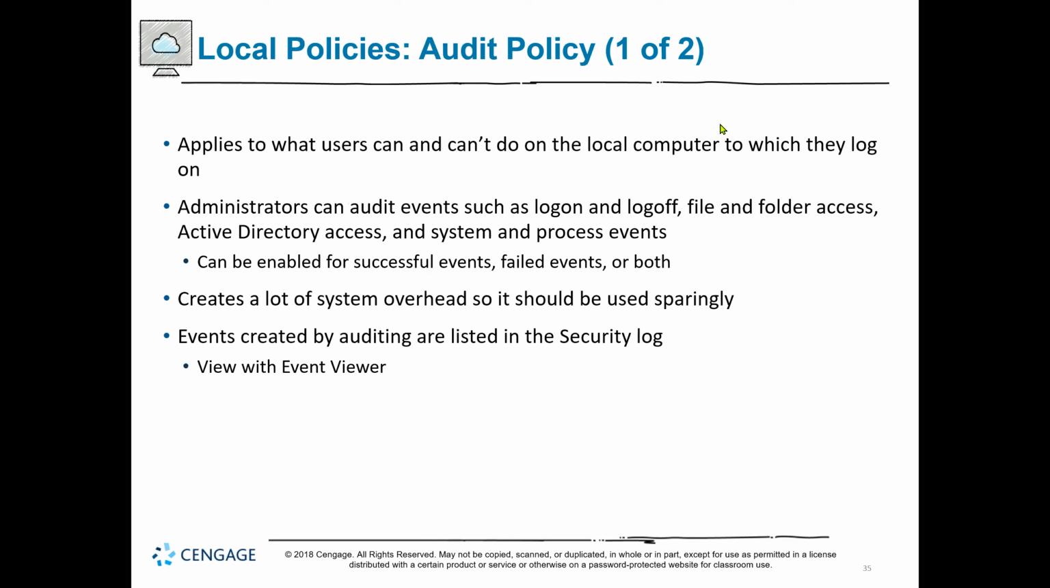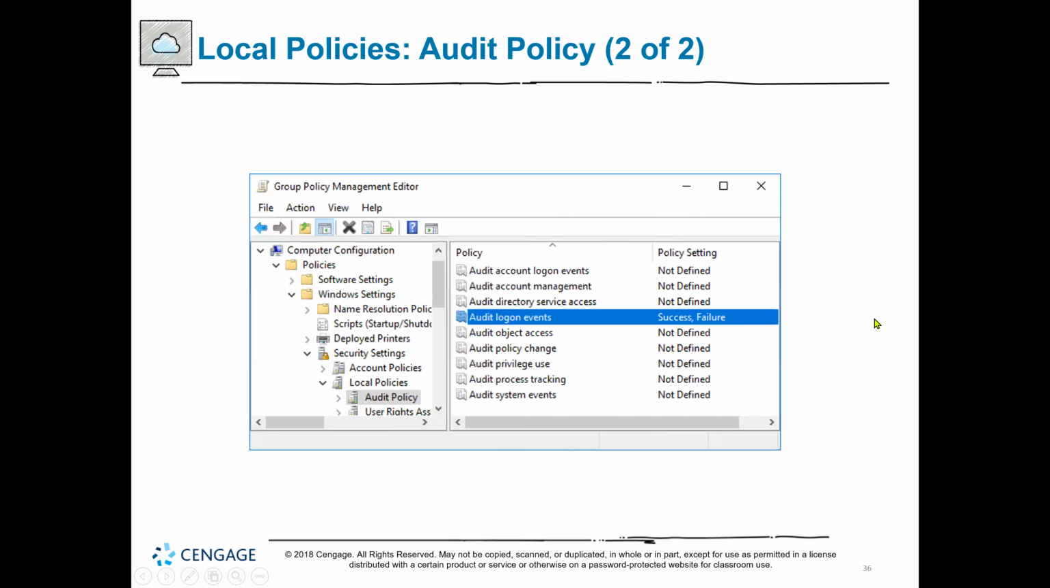Local policies, audit policy, which applies to what users can and can't do on the local computer to which they log on. Administrators can audit events such as login and log off, file and folder access, Active Directory access, and system and process events. Can be enabled for successful events, failed events, or both. Creates a lot of system overhead, so it should be used sparingly. Events created by auditing are listed in a security log, and you can view those in the event viewer. So here's your example there.